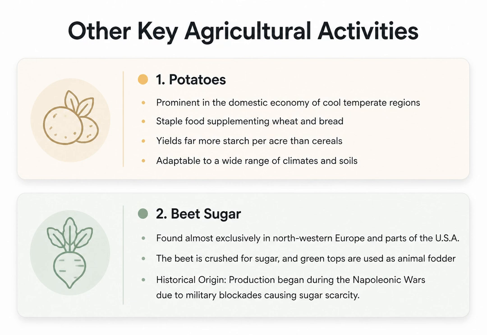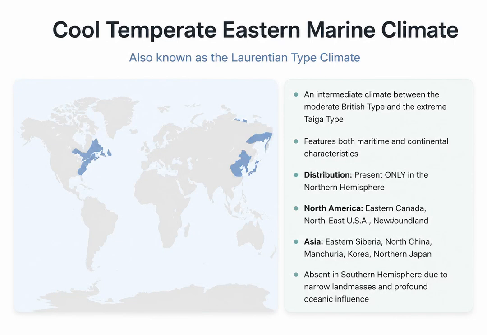Moving further north, we encounter the cool, temperate eastern marine climate, widely known as the Laurentian type. Think of this as a transition zone. It is intermediate between the moderate British climate we just discussed and the extreme, freezing taiga climate further north. It blends maritime and continental features. Crucially, the Laurentian climate exists only in the northern hemisphere.